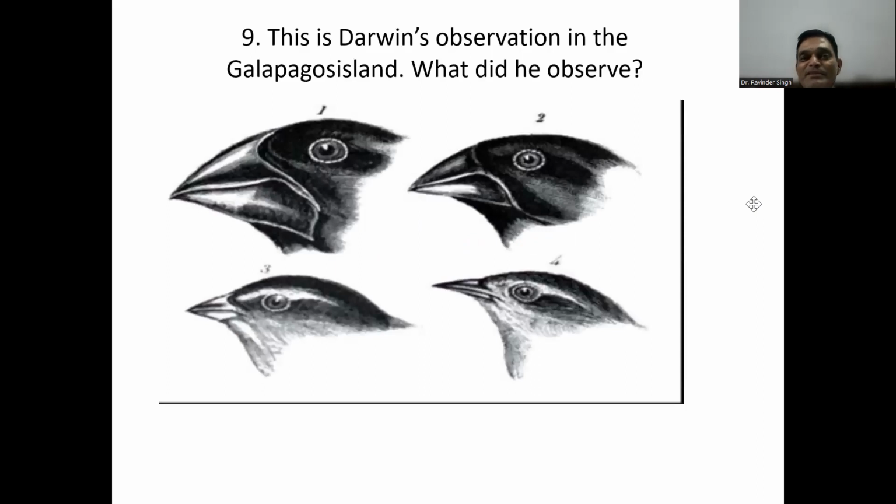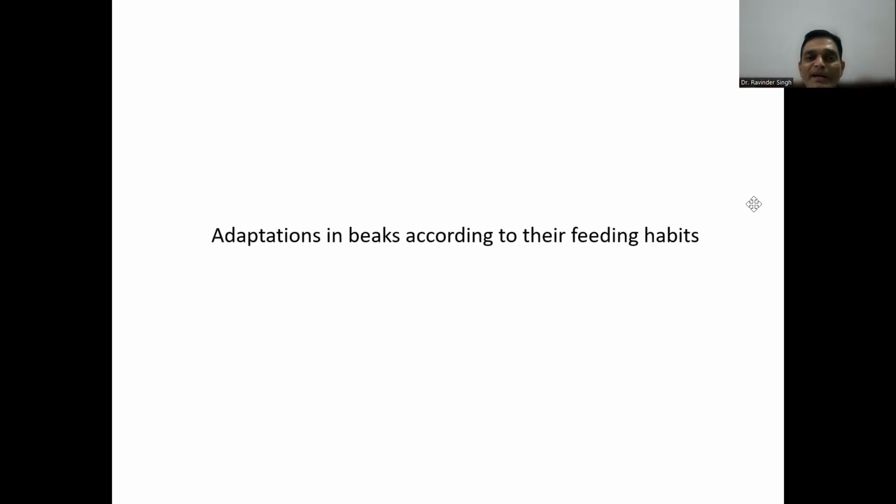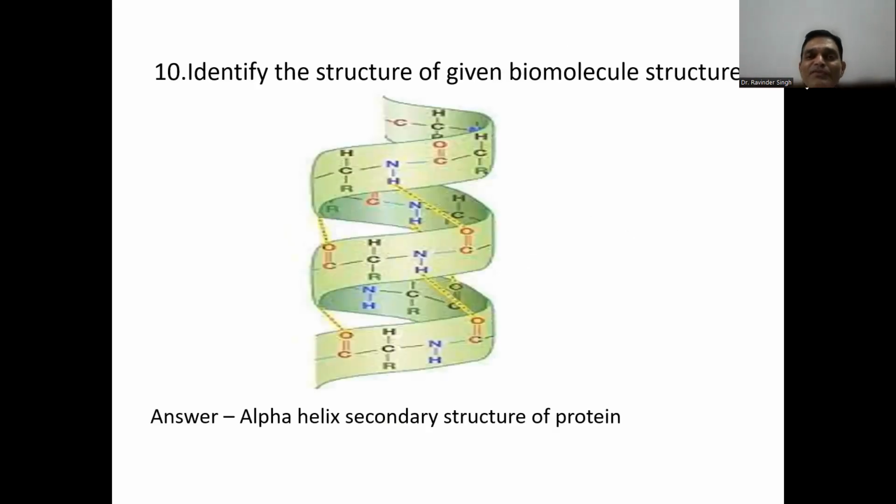Next, for the spectators, this is Darwin's observation in the Galapagos Islands. What did he observe? The answer is adaptation in the beaks according to their feeding habits. Identify the structure of the given biomolecule. The answer is the alpha helix secondary structure of the protein.